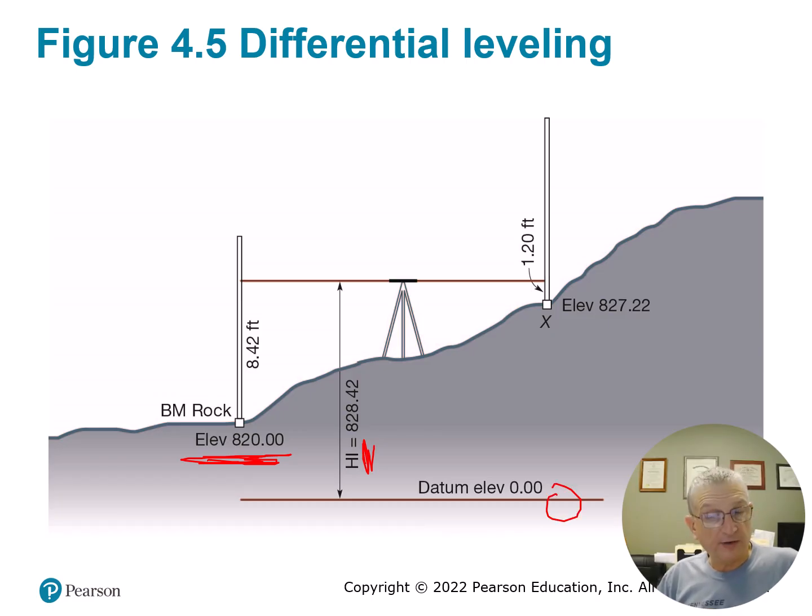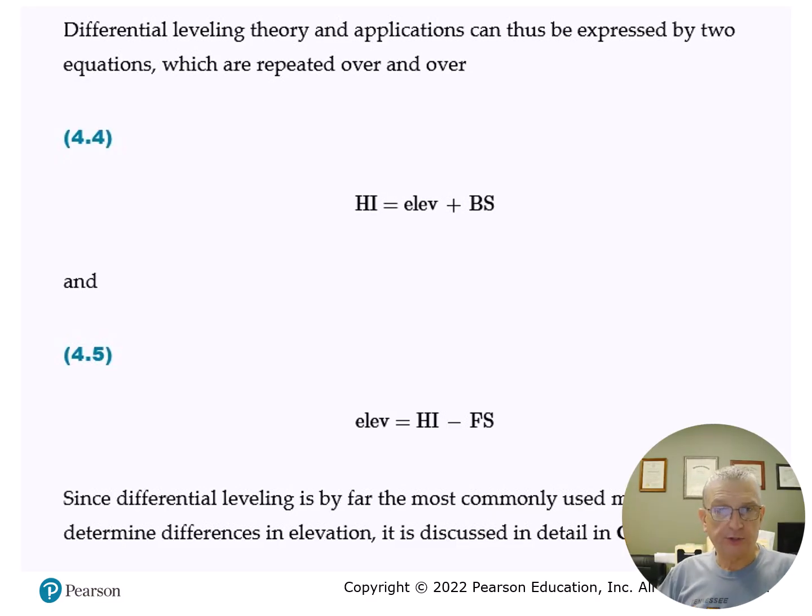And then you turn around to find the elevation of point X, and you read 1.20 on the rod. So this is a great illustration without getting into math. It is this height of instrument of 828.42 minus 1.20 gives us the elevation of X of 827.22. This is what we'll do in the first lab, is go out and take some differential leveling to fully grasp how this works, the math, the application of how we do it. And the next module and chapter is all about how we do this. This module and chapter is about the theory.